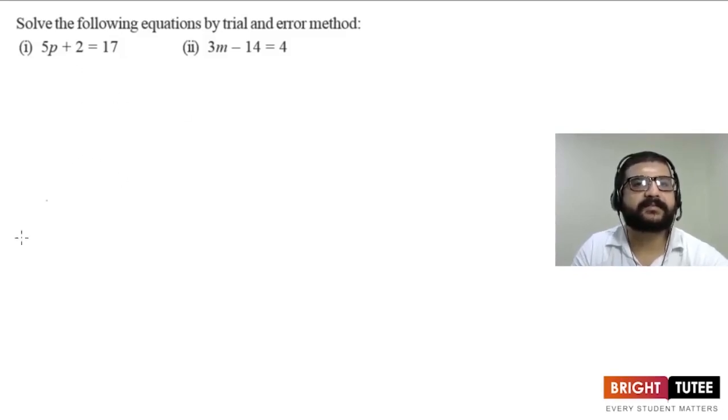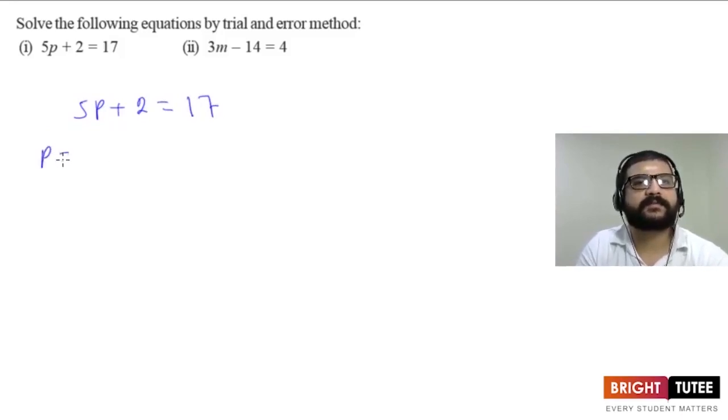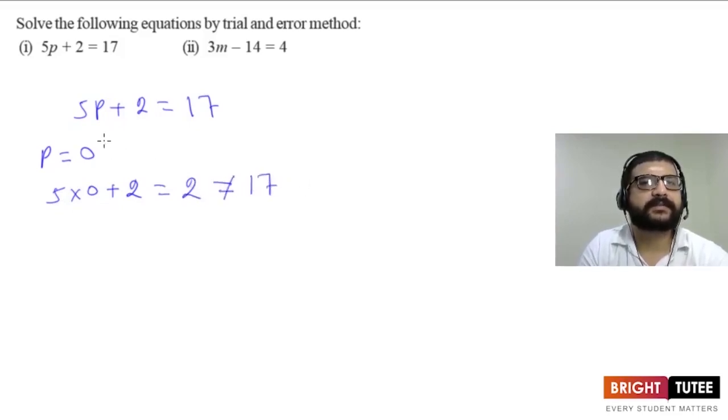Now let's consider the first equation here. What is the first equation? It is 5p plus 2 is equal to 17. Let's start with p equal to 0. Let's put p equal to 0 here. If p is 0, we will get 5 into p, which is 5 into 0 plus 2. Now what is 5 into 0? It is 0 plus 2. This gives us 2. And we know 2 is not equal to 17. Therefore, this value of p is not satisfying the equation.